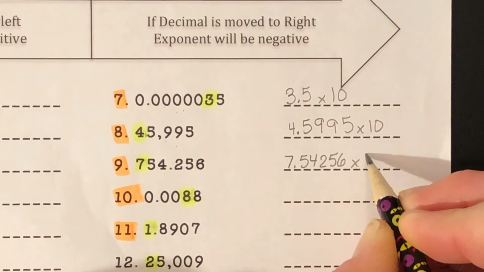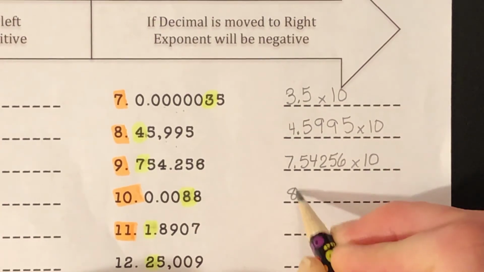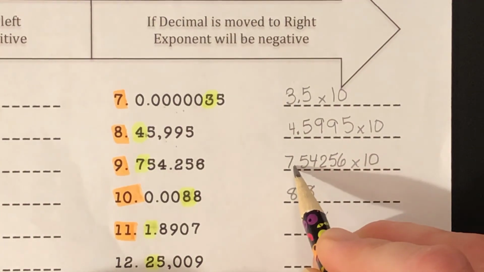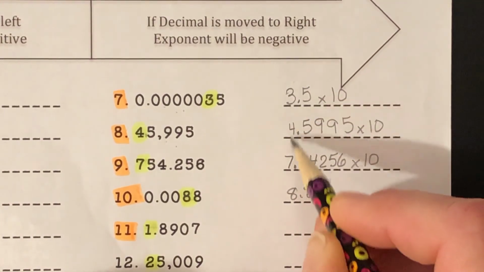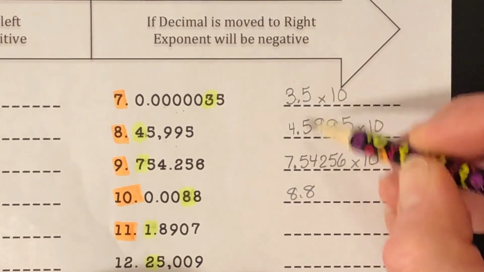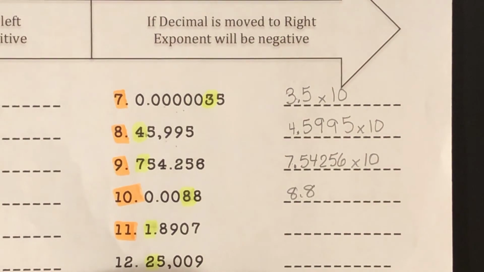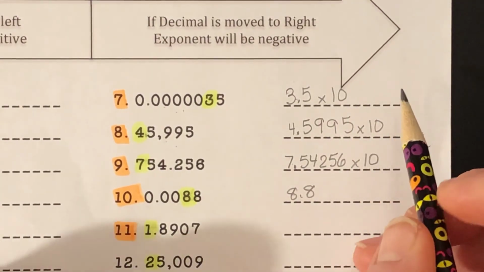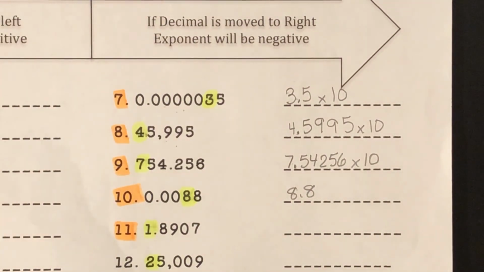7.54256 times 10. 8.8. But even still, it's easier to compare this when all the numbers are smaller than 10. Then you can just kind of look at that first digit. That's 3, that's 4, that's 7, that's 8, and you can get a better comparison. Now, obviously, if the exponent is negative and the exponent is positive, you're not really able to compare the numbers together as accurately as with all the positive exponents, you can compare those numbers together, and all the negative exponents, you can compare those numbers together because they're relatively the same.